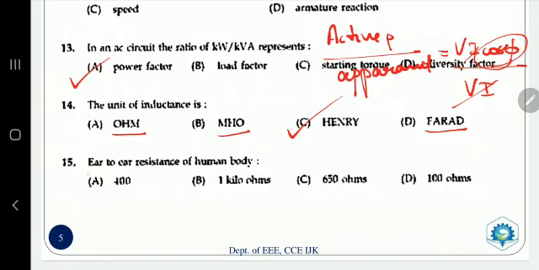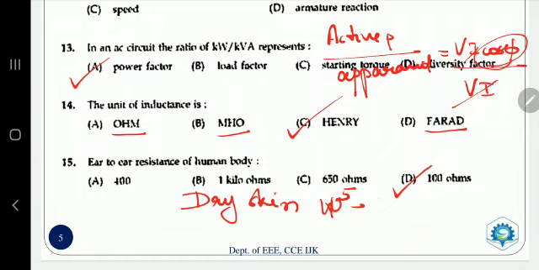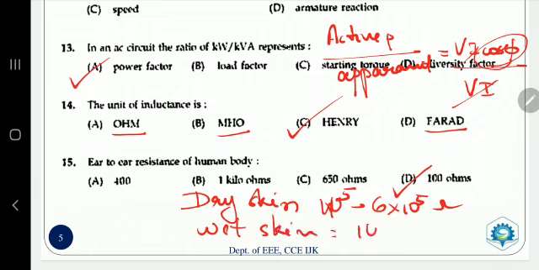The ear to ear resistance of a human body is 100 ohms. For your information, I'll give you some more values. For dry skin, the value is 1 into 10 raised to 5 to 6 into 10 raised to 5 ohms. For wet skin, it is 1000 ohms. Then within the body it is 400 ohms, and ear to ear is 100 ohms. So these are the details of the resistance in a human body.